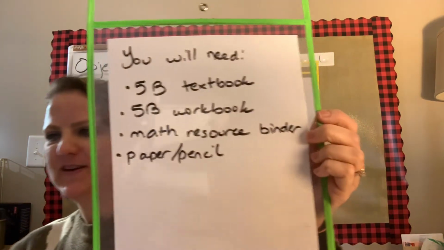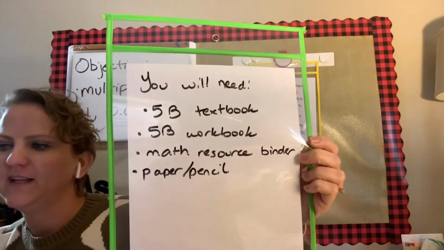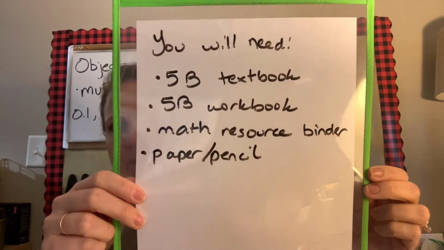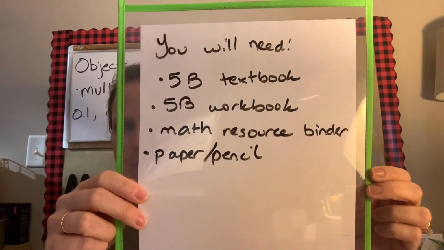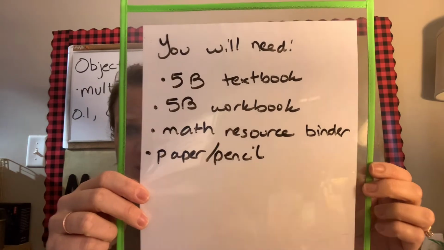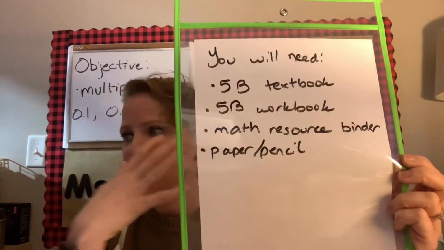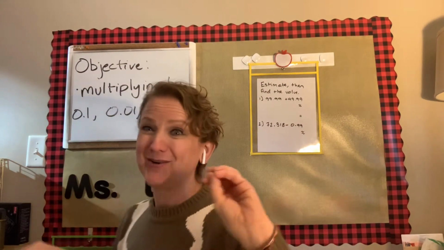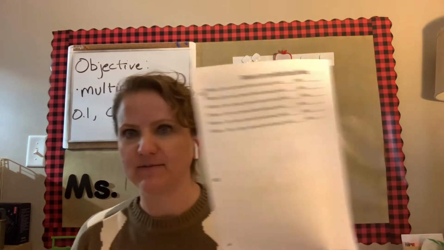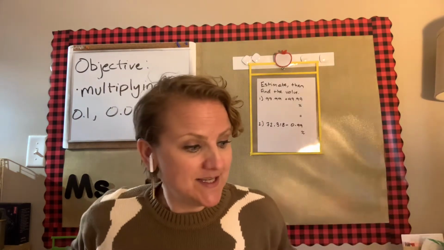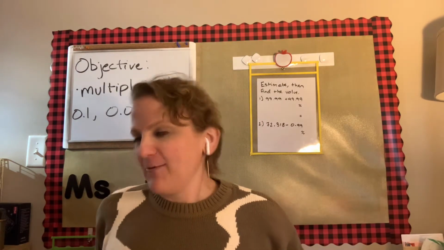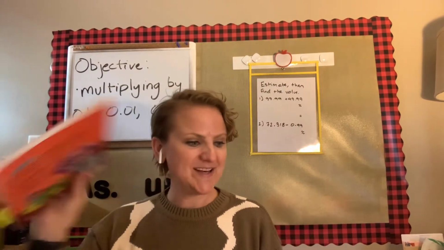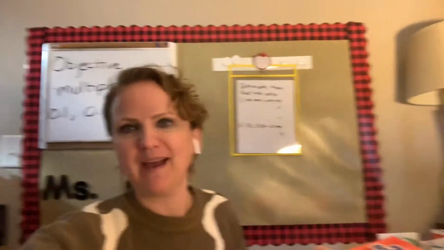For today, you will need a little bit more than what you needed on Tuesday. You will need your 5B textbook, your 5B workbook, your math resource binder, paper, and pencil. If you did not add those new materials that you picked up from materials pickup to your math resource binder, you're going to need that packet as well, because the thing we're going to be working on is this: rules for multiplying and dividing. Well, I'll do a little bit of working on it, not a lot, but to get us started. So go ahead and get those things and then come on back.